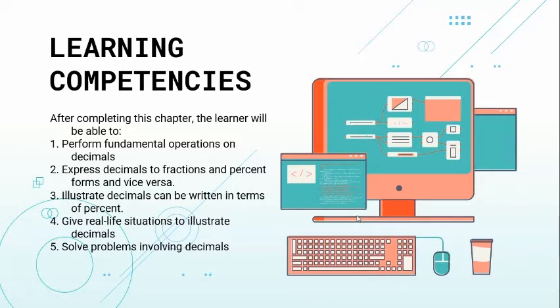So for our learning competencies, after this chapter, the learner will be able to, first, perform fundamental operations on decimals. Second, express decimals to fraction and percent forms and vice versa. Third, illustrate that decimals can be written in terms of percent. Fourth, give real life situations to illustrate decimals. And lastly, solve problems involving decimals.